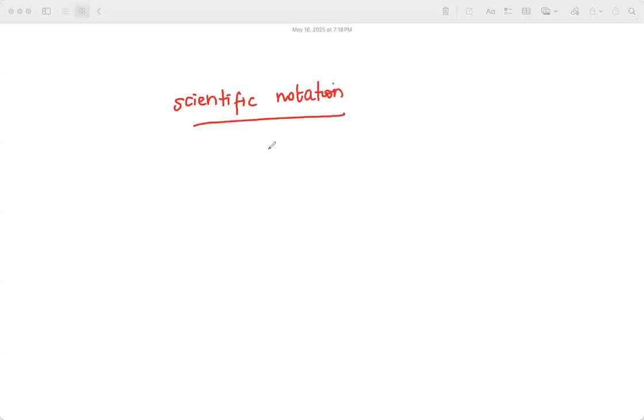Okay. Now, let's say we have the scientific notation. In scientific notation, a number is always written as A times 10 power of B. That means A is a number between 1 and 10. Got it?